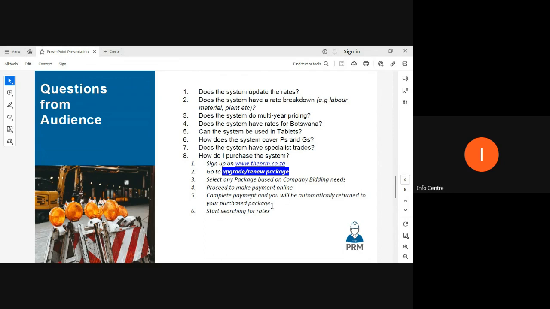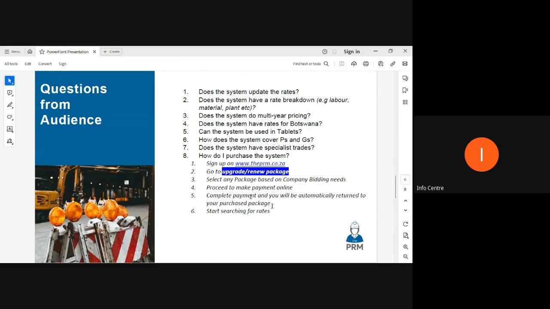Number 5, can the system be used in tablets? Yes, of course, the system can be used in tablets. We tried to make sure that people who are not very comfortable with computers or laptops are catered for, because in the construction industry we are usually outside, we are hands-on, we are not computer guys, some of us. So tablets are much more user-friendly than laptops or PCs. Therefore, the system can cater for tablets. But if you're comfortable with PCs, then the PC is the thing for you.